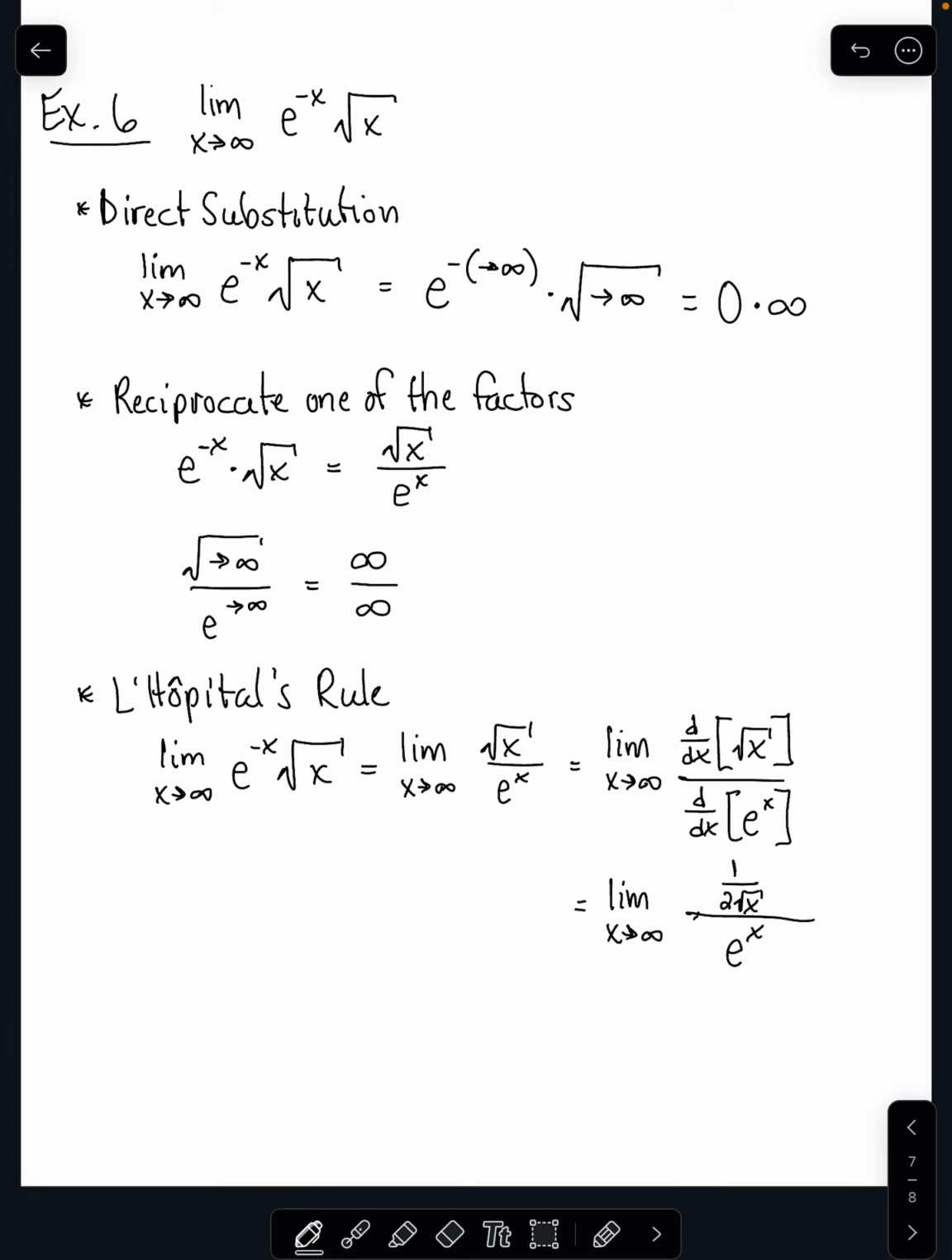To clean this up a bit, we can simplify it to be written as 1 over 2 times the square root of x times e to the x. And in this way, we have, again, broken the indeterminate form because the numerator will now always remain a constant 1. So evaluating the limit is a matter of simply showing what the denominator does.